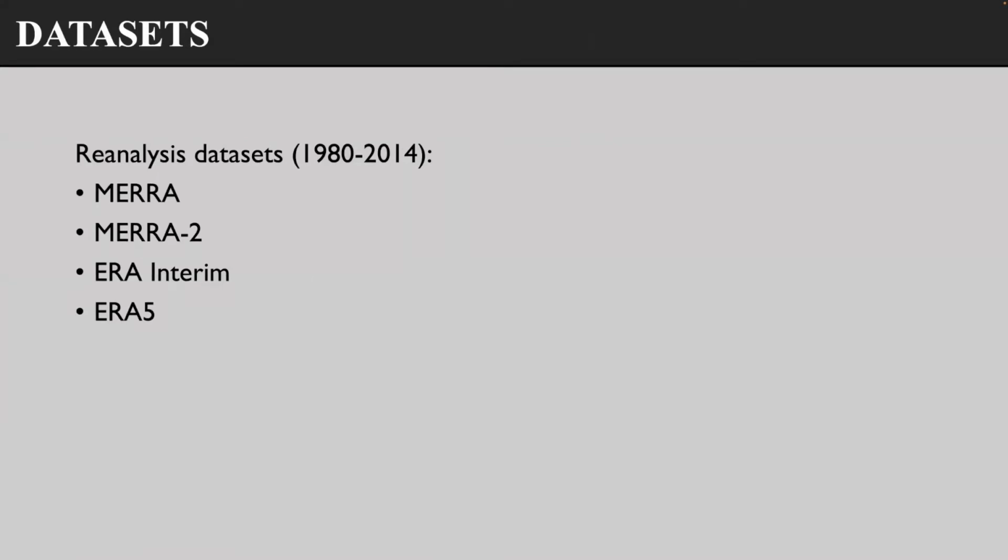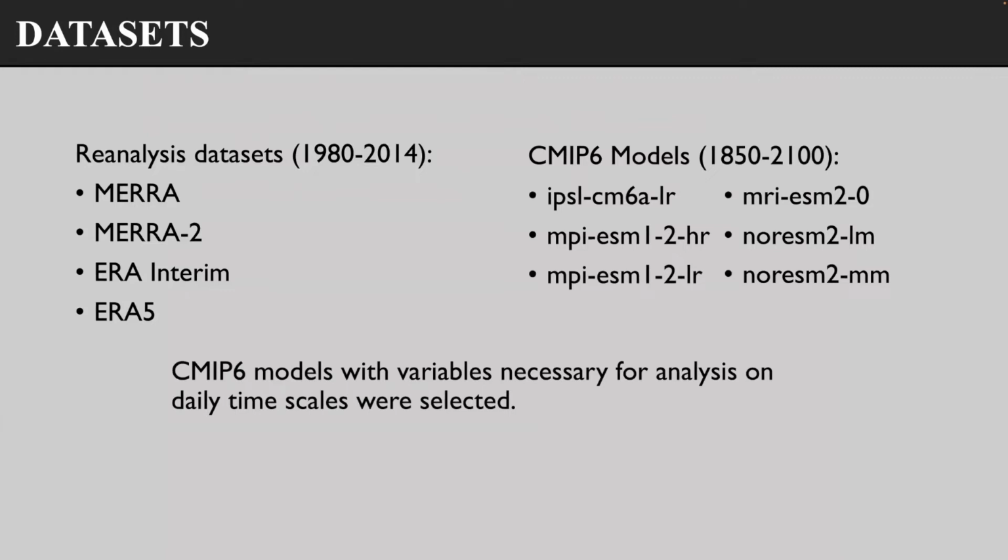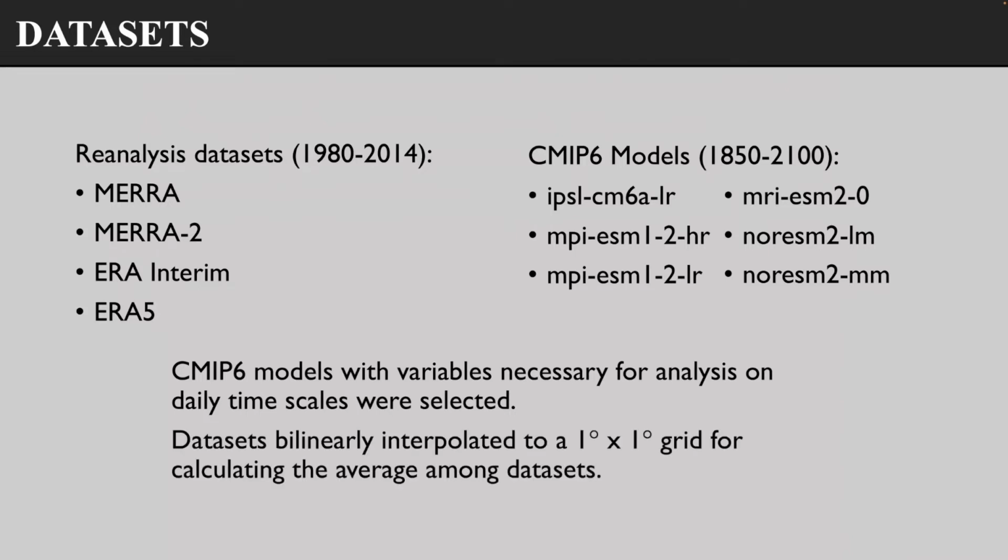In terms of the data sets used here, we used 4 different reanalysis data sets to essentially represent our observational period, or our observations. And then we used several climate models. Here we used 6 different climate models, and ultimately these 6 were chosen as they provided the necessary variables needed for the analysis, and also provided the variables on daily timescales. And as we go through all the results, all these data sets are bilinearly interpolated to a 1 by 1 degree grid, ultimately to allow them to be averaged together in the results.